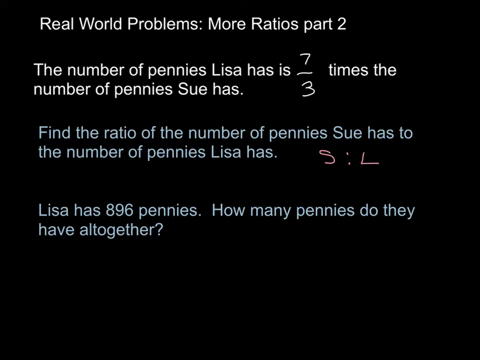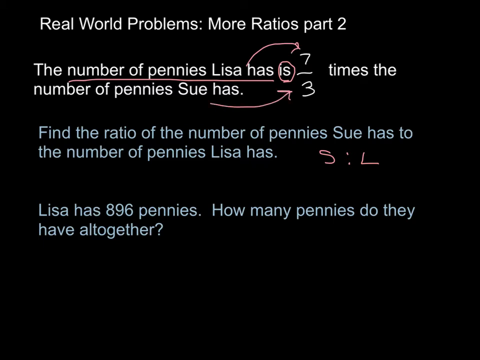So I'm looking for my is or my are. Here it is. And I'm looking for who is by themselves. So the number of pennies Lisa has is by themselves because the 7/3 times is with the number of pennies Sue has. So we're looking for how many Lisa has, and that means Lisa's number is on top. So Lisa's number is 7 and Sue's number is 3.